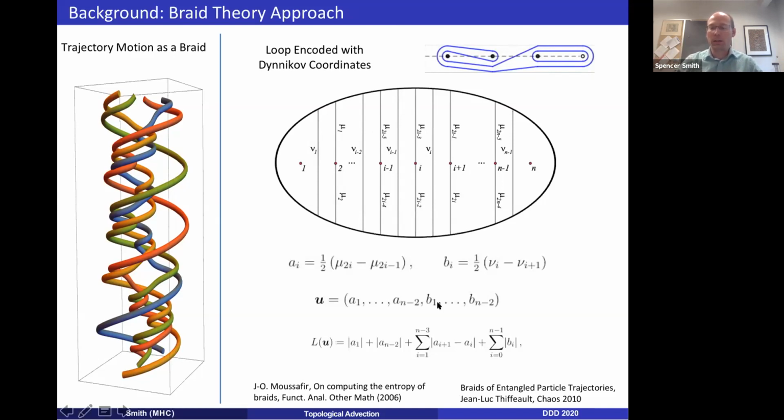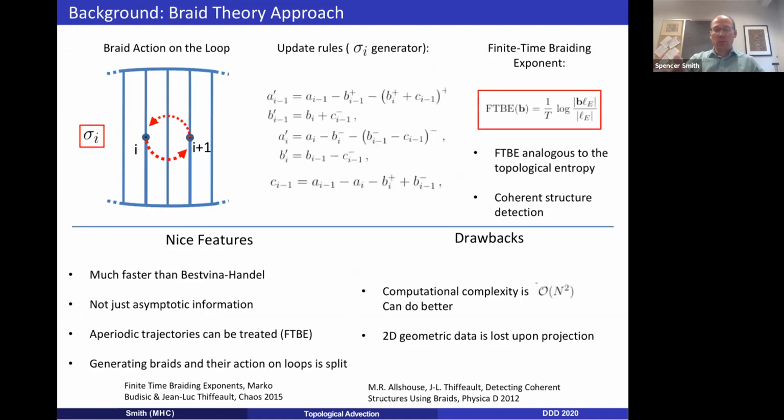And overall, you can have a nice coordinate that can encode any possible loop you could ever want to put on this space. And what do you do? Well, if you interchange 2 particles, that has an action on this coordinate system and updates it. And then if you do this over and over again, you can find the total length and how that stretches out over time, and you can define the finite time braiding exponent. That's something that Jean-Luc Thiffeault and others have defined. And you can solve this advection problem in a very nice way. And this is much more computationally efficient, and it has a lot of nice features.